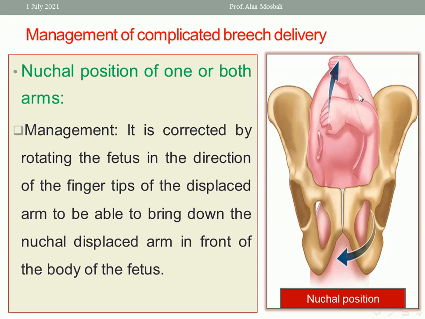What if I have bilateral nuchal position? I'll do rotation for one arm first, in the direction of the tip of the finger of one arm first, to free this arm and get it down. Then rotate in the direction of the tip of the finger of the other arm to get the other arm, if it is bilateral. If it is unilateral like this picture, the rotation will be in this direction.